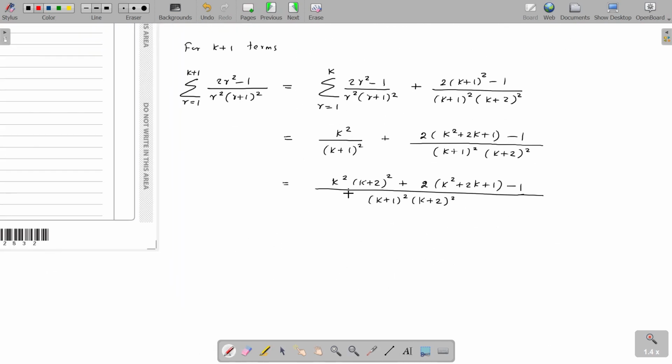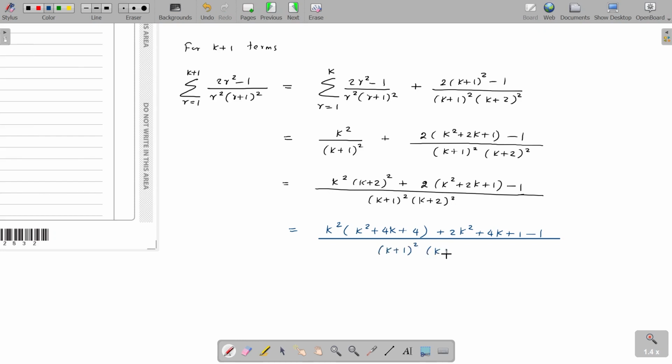So k square, here k plus 2 square is k square plus 4k, and 2 when you double it, that's 4k plus 1, sorry, plus 4. Do you agree? This is 2k square plus 4k plus 1 minus 1, whole thing divided by k plus 1 square, k plus 2 square.